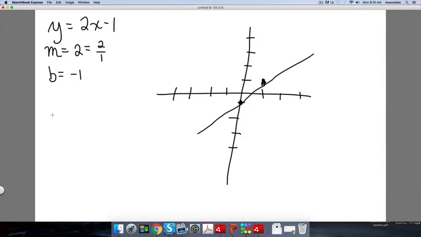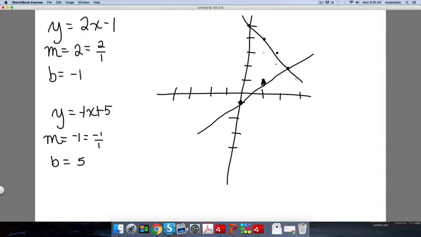And then the next equation is y equals negative x plus 5. So the slope is the coefficient. Remember, we don't write a 1. But we know that there's a negative 1 out in front, so that means negative 1 over 1. And the y-intercept is 5. So I've got it up to 4, so I'll extend the line, 5. So we go down 1, right 1, down 1, right 1, down 1, right 1. Make my line. Ooh, I almost hit some of the dots.